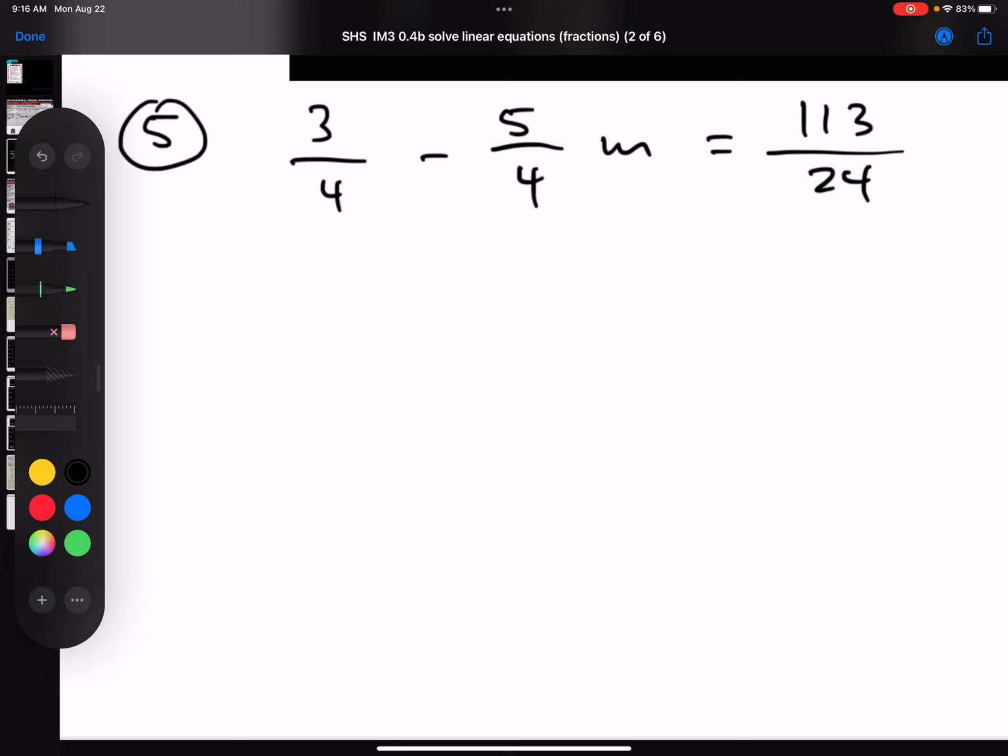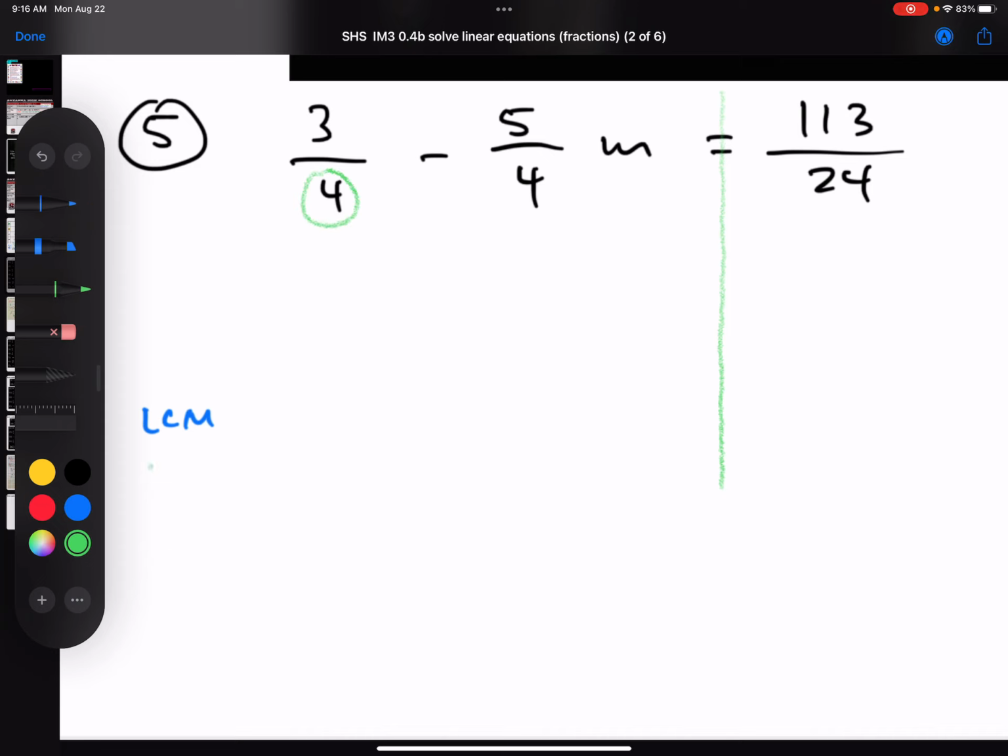All right, so we have this question here, and we have a fraction, and we don't like the fractions. We want to clear the fractions. So to clear the fractions, I have to think of the lowest common multiple. Lowest common multiple, LCM.